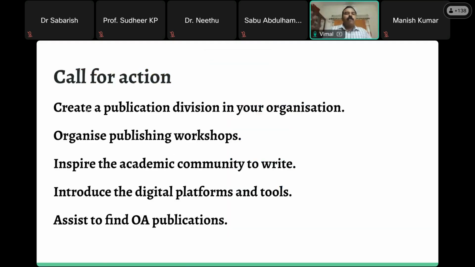Then the call for action. Suppose your research institute or academic institute creates a publication division in your organization and gives awareness about this kind of publishing, and makes books available in open access and paperback edition using these platforms. Organize publishing workshops and inspire the academic community to write. Then introduce digital platforms like Google Doc and MS Office Online, and assist them to publish books in open access edition.